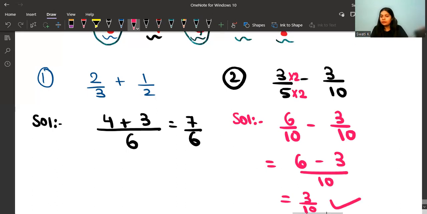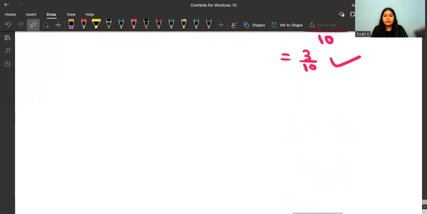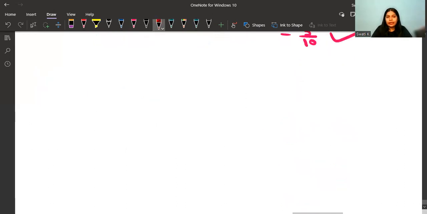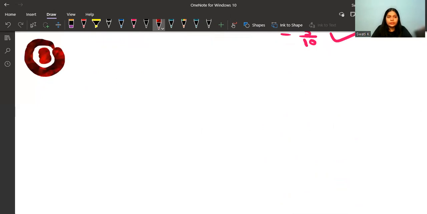Now we can also do one thing. If you are not comfortable in taking the LCM, although I know how to take the LCM and I am very fast in that as well, for you I'll do one thing. I'll solve all the questions by converting an unlike fraction into a like fraction. So let's go to question number 3. The third question is 2 by 5 plus 1 by 10.